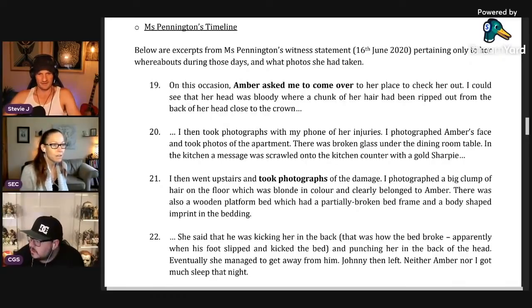There was also a wooden platform bed, which is in Penthouse 4. They never mentioned that. The platform bed is in Penthouse 4, right? Yeah, because it was Whitney's bed.